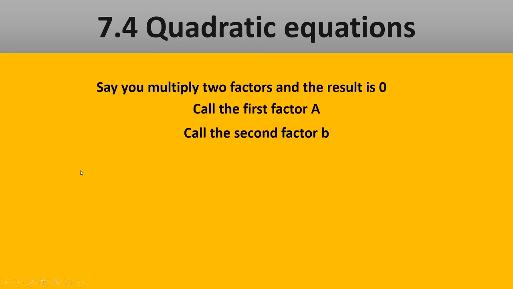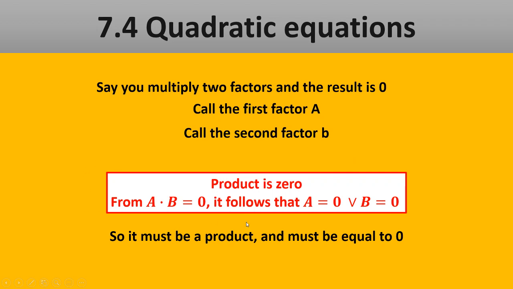How are we going to do that? Well, say you multiply two factors and the result is 0. Well, you can call the first factor A, that's the first thing that you're going to multiply, and the second thing you can call, for example, B. Now there is one rule that we can use, and that's the rule that we just found out about in the previous slides, that from A times B is 0, it must follow that A is 0 or B is 0, okay? They can also both be 0.